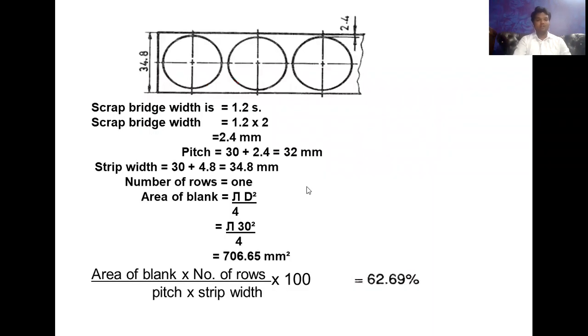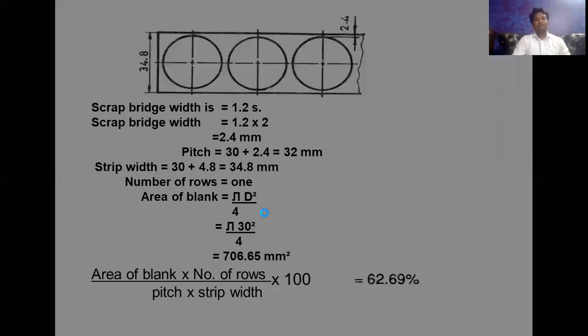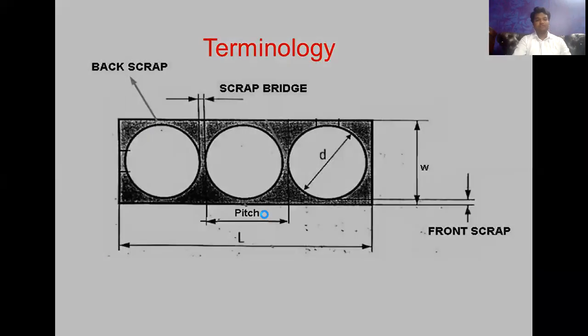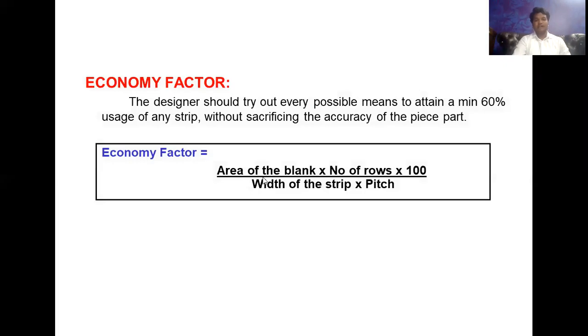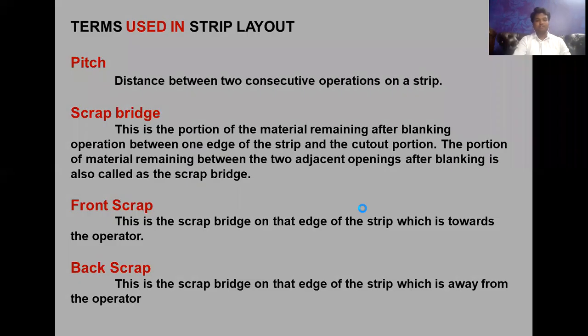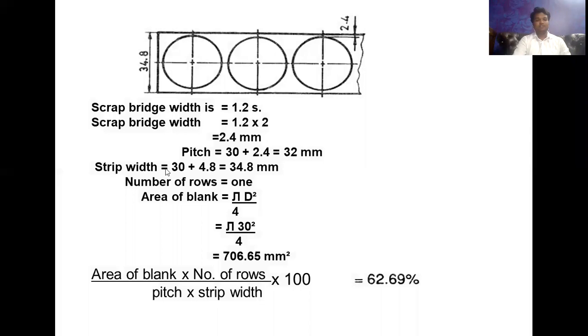To calculate the economy factor, the formula is given as area of the blank into number of rows into 100, divided by width of the strip into pitch. We have to calculate these terms first of all.